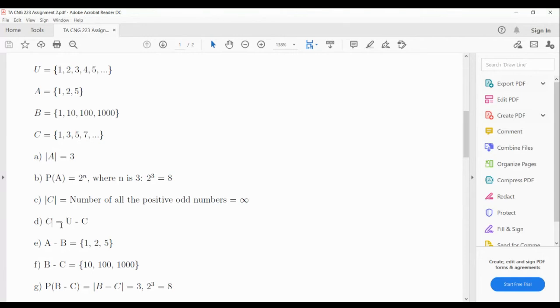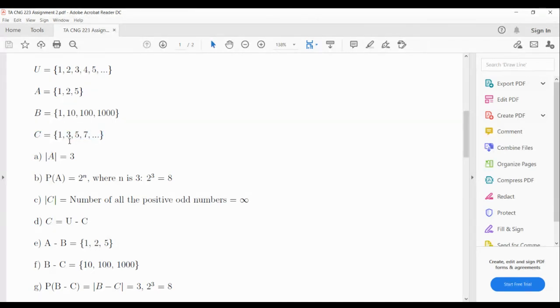So this one, the complement would be equal to U minus C. This is correct. But what's the final answer? The student didn't provide the final answer. So here we have the universal set, and we are asking about whatever is not inside C, but is inside the universal set. What are they?